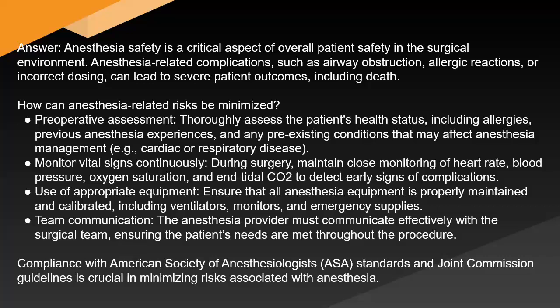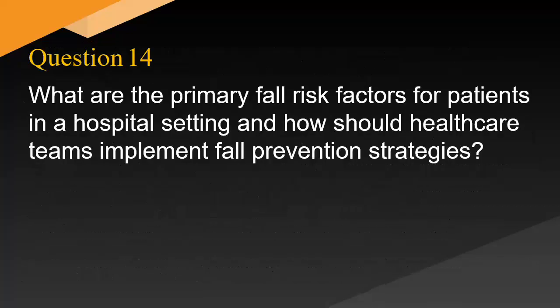Use of appropriate equipment. Ensure that all anesthesia equipment is properly maintained and calibrated, including ventilators, monitors, and emergency supplies. Team communication. The anesthesia provider must communicate effectively with the surgical team, ensuring the patient's needs are met throughout the procedure. Compliance with American Society of Anesthesiologists (ASA) standards and Joint Commission guidelines is crucial in minimizing risks associated with anesthesia.